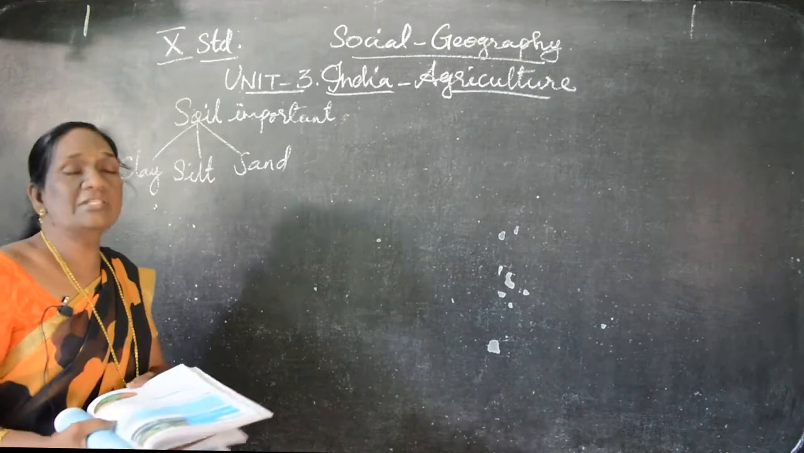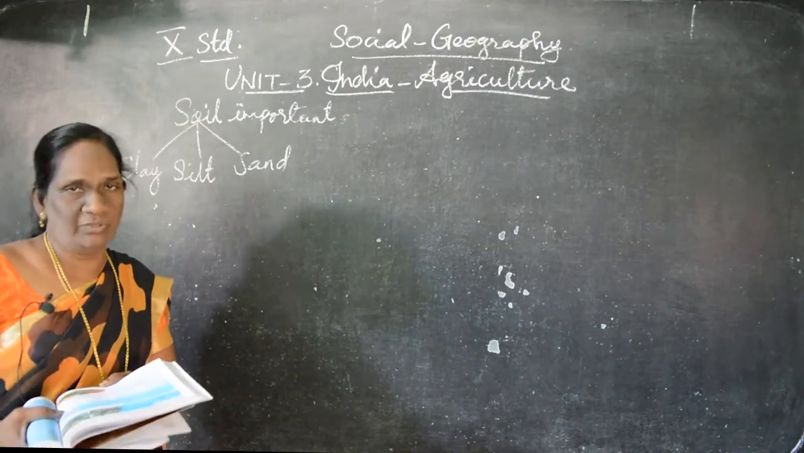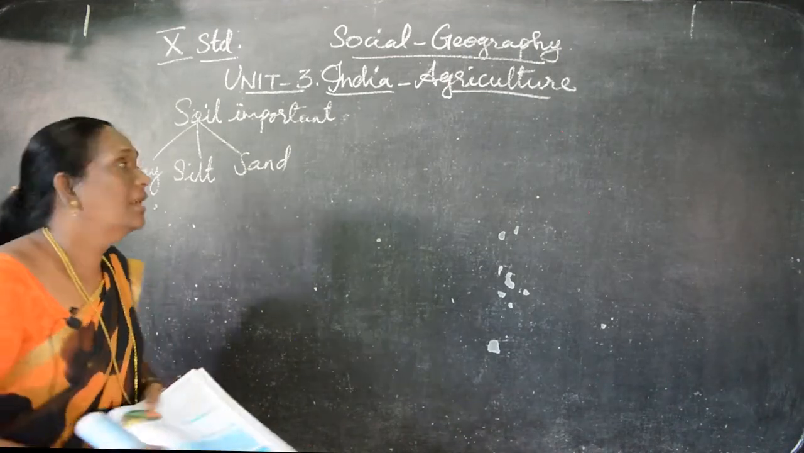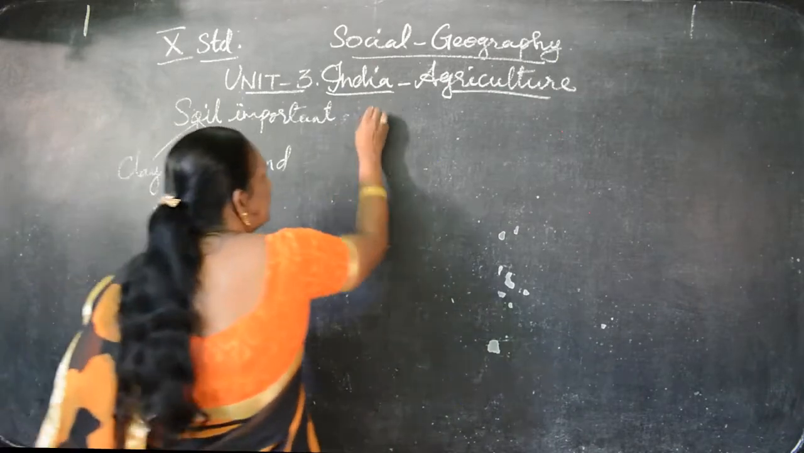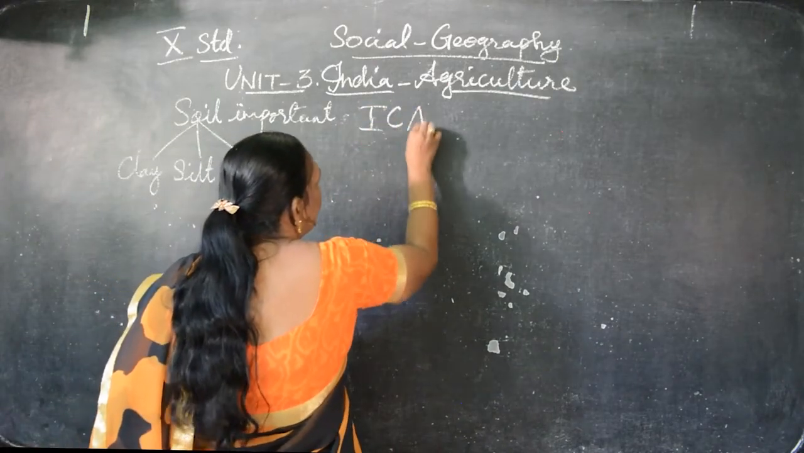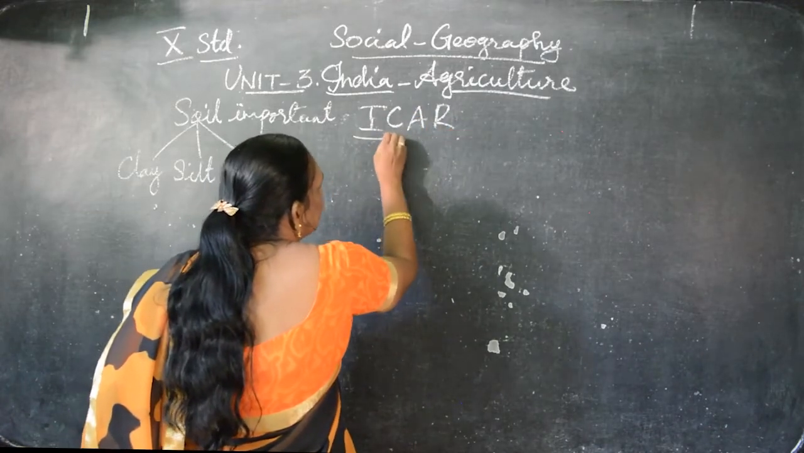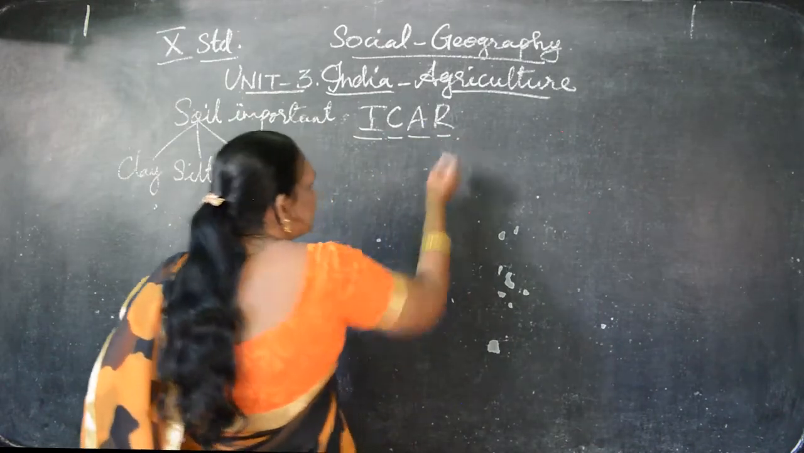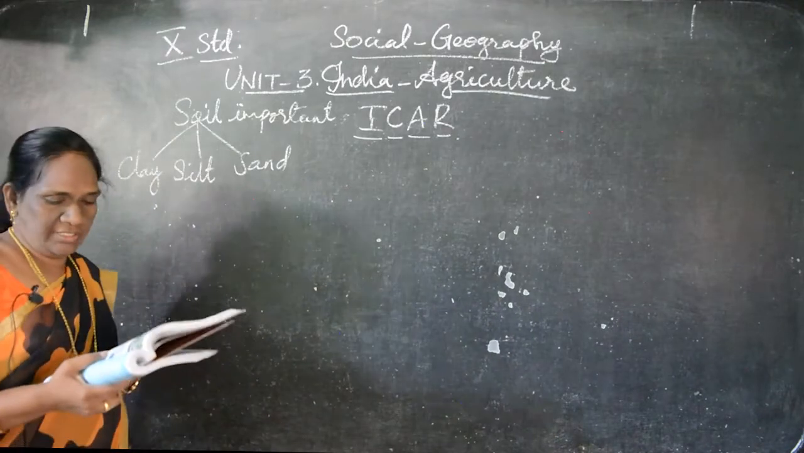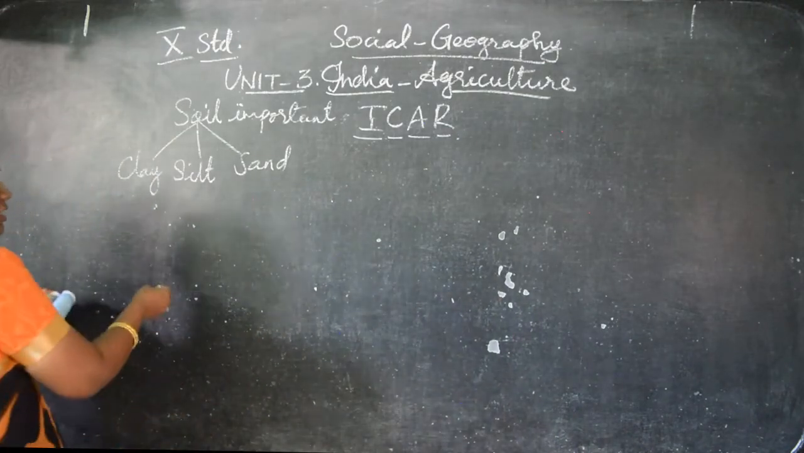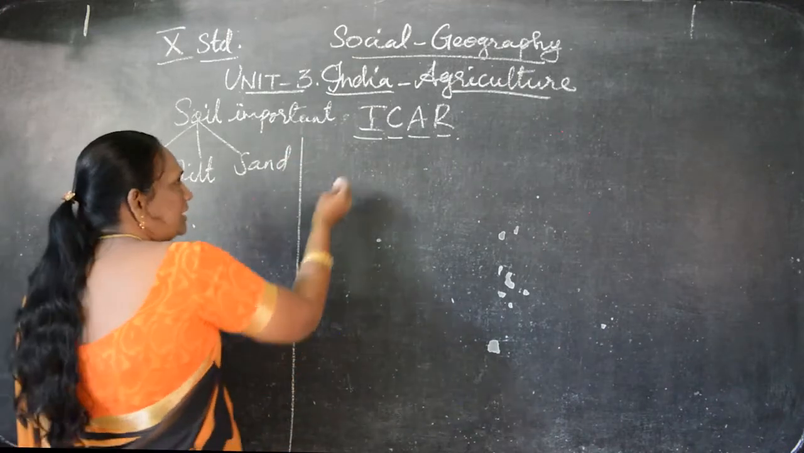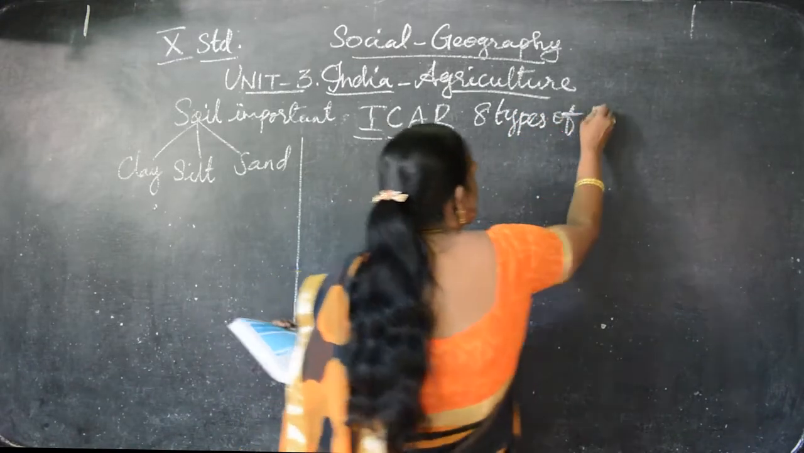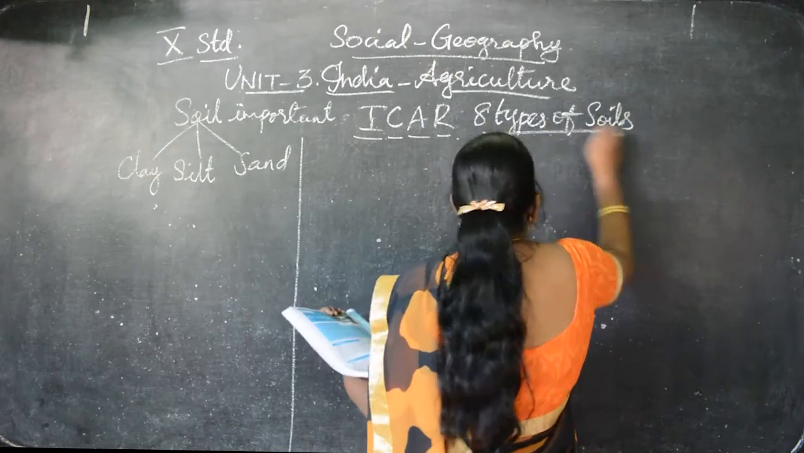Now, we are going to see the various types of soils found in India. The ICAR, that is the Indian Council of Agricultural Research. Say all of you, ICAR. I told you, Indian Council of Agricultural Research. They said soils are of 8 types. How many types of soils are there? 8 types of soils.